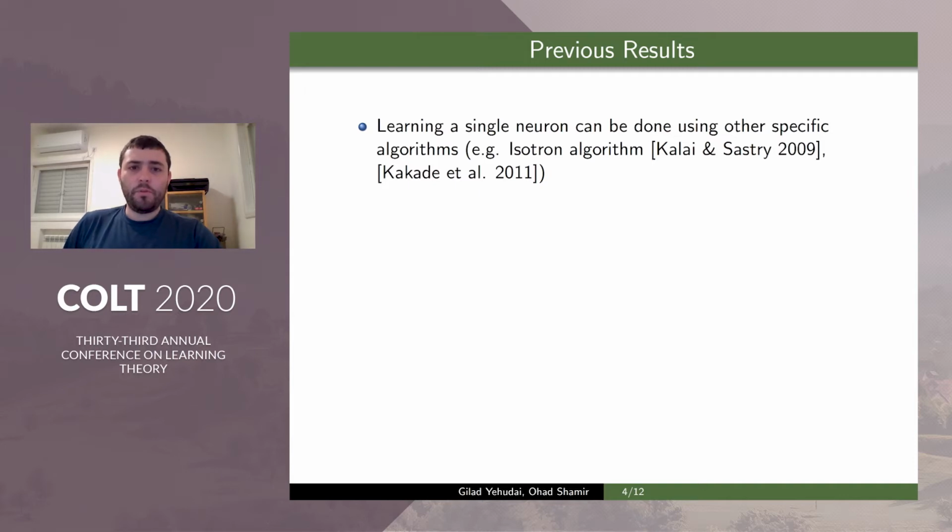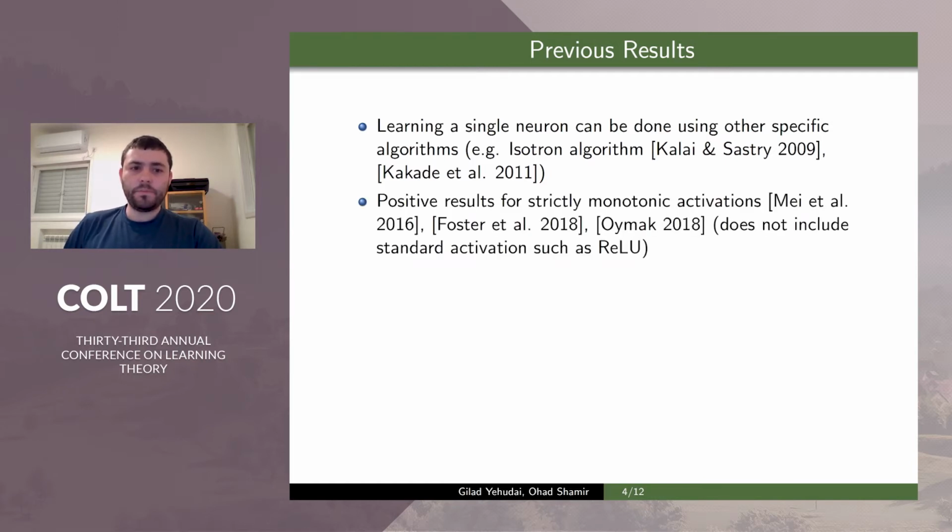Okay, there are a couple of previous results studying the problem of learning a single neuron. First, there are results about learning a single neuron using other algorithms, such as, for example, the Isotron algorithm. But these algorithms are not widely used today in learning neural networks.